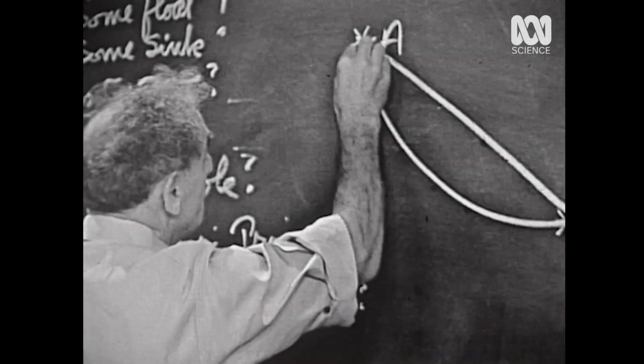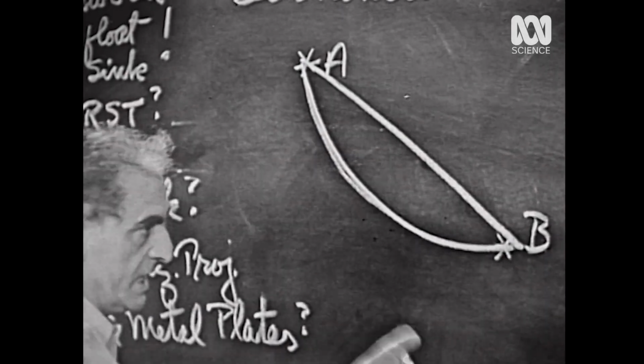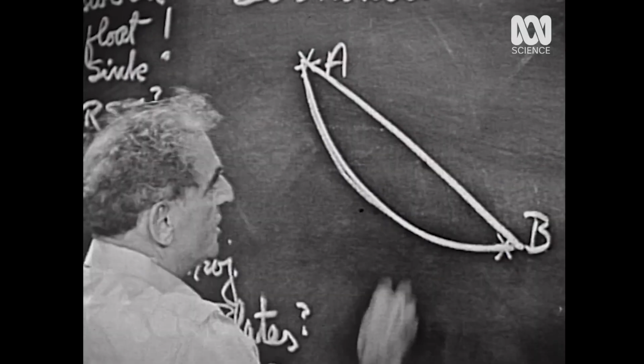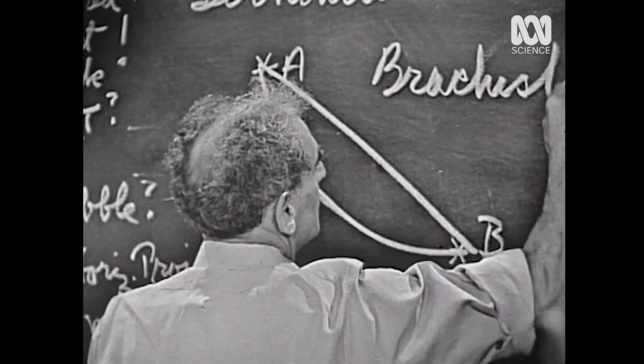But I want to show you more about this curve. This curve, which is now the shortest possible time from A to B, is called a brachistochrone.